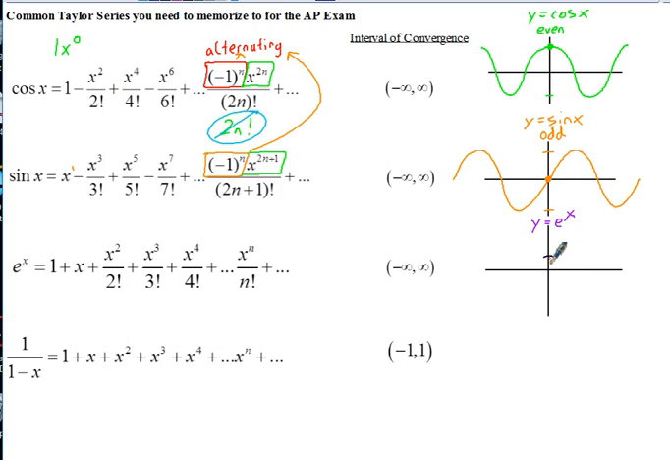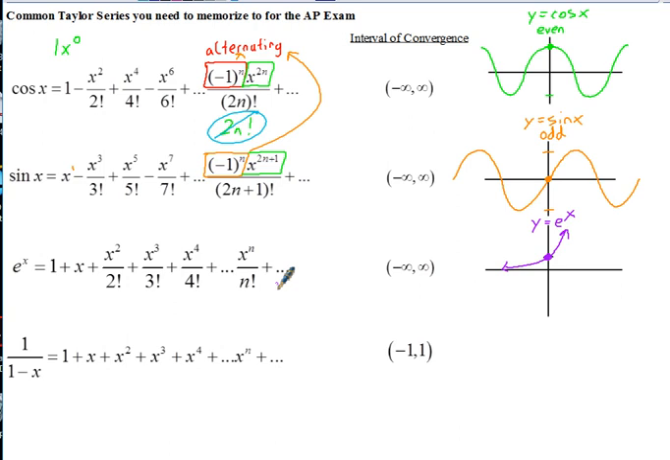It's not symmetrical about the origin or the y-axis. It looks like this, standard exponential graph. Notice it never gets to 0 there. So notice all the y values of e to the x are positive. It doesn't alternate like sine and cosine, and that's an easy way to remember why all the terms in e to the x are positive. It's not alternating, so we don't see that -1 to the n in the general term.